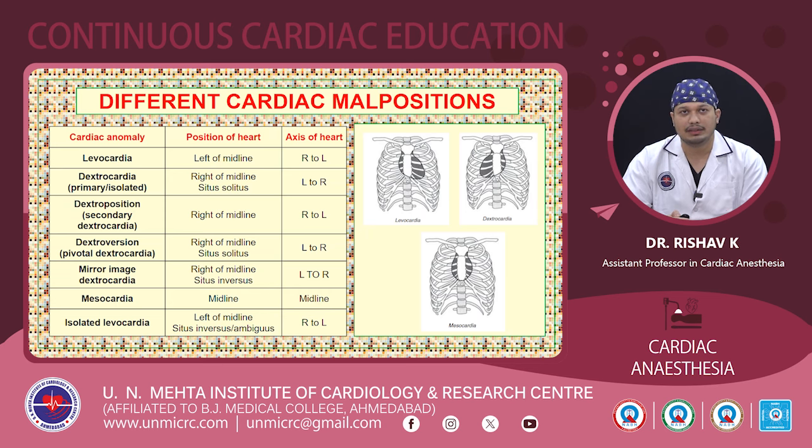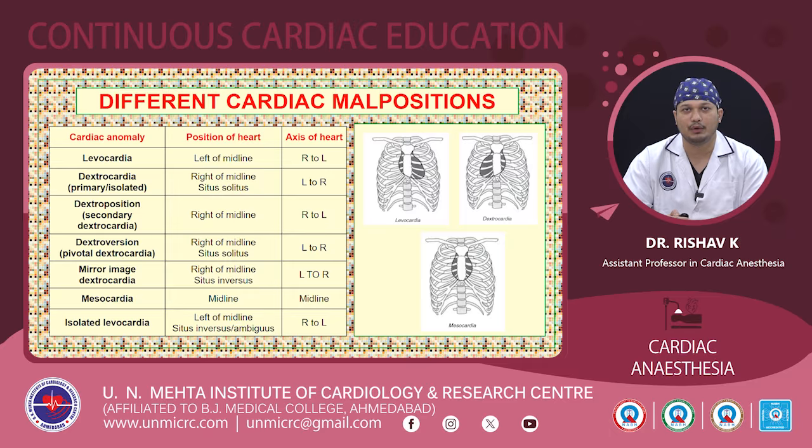The next term, which is not that commonly used, is pivotal dextrocardia or dextroversion, which is mostly similar to primary dextrocardia, whereby the heart is positioned to the right of the midline, situs solitus is maintained, and the axis of the heart is left to right. But in the interest of clarity and to avoid confusion, this term is less used nowadays. Now coming to the next term, that is mirror image dextrocardia, where the position of the heart is to the right of the midline and the situs is situs inversus. We will be dealing with all these terms in the subsequent slides. The axis of the heart in mirror image dextrocardia is reversed, that is, left to right.